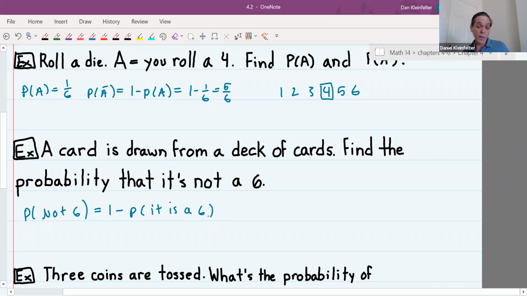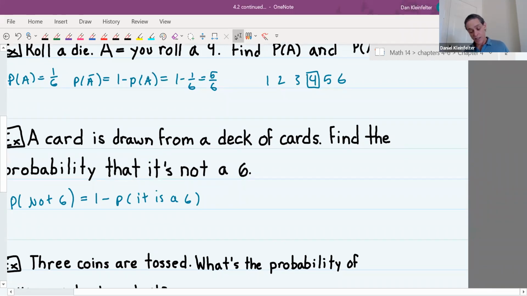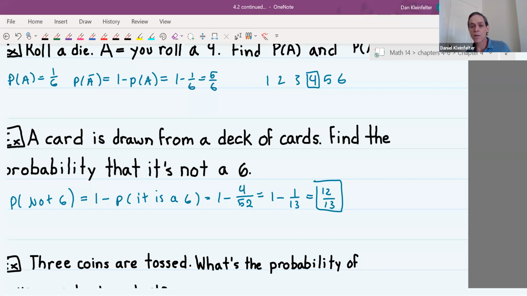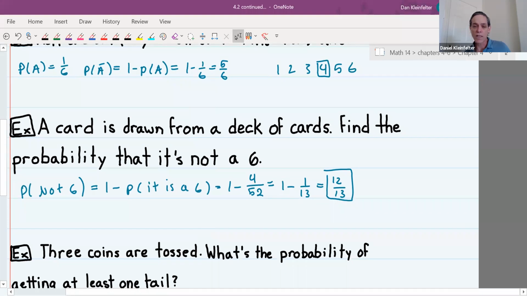And the probability that it is a 6 is easier to calculate. So let's do that. 1 minus the probability that it is a 6. There are 4 6s in 52 cards. The 4/52 simplifies to 1/13. And so that will give you 12 out of 13. Again, that's not too bad to think about just doing this one directly. You could think, okay, well, 2 through 10 plus ace, jack, queen, and king, that's 13 cards. The 6 is one of those. Take that out, there will be 12 left, so 12 out of 13.